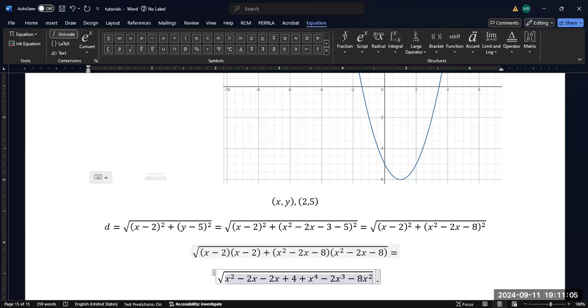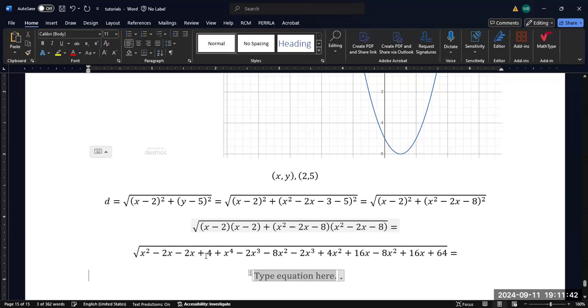And then I go on to negative 2x. Negative 2x times x squared is negative 2x cubed. Negative 2x times negative 2x is positive 4x squared. Negative 2x times negative 8 is 16x. And then I multiply negative 8 by everything in the second parentheses: negative 8x squared. Negative 8 times negative 2x is 16x. And then negative 8 times negative 8 is 64.